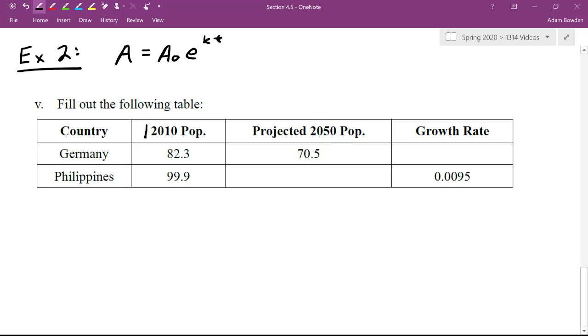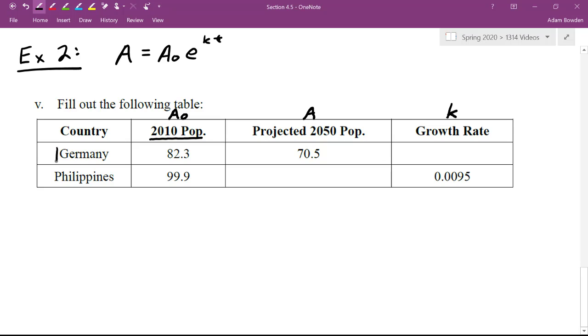Let's work first with the 2010 population. That's where we're going to start our record keeping from. So that's going to be the initial amount A naught. The projected population is going to be the amount in the future, and that's what the letter A is going to stand for. The growth rate is our letter k. So these are kind of where the numbers are going to be going.